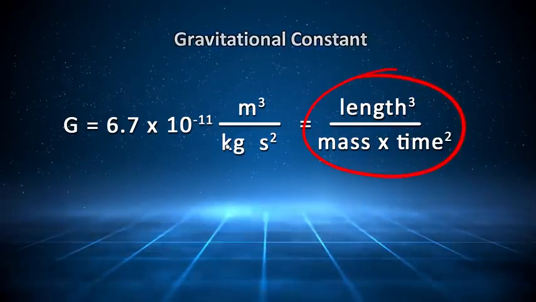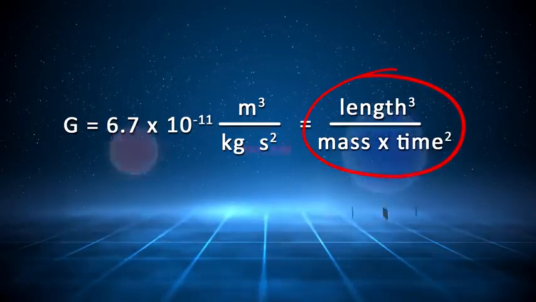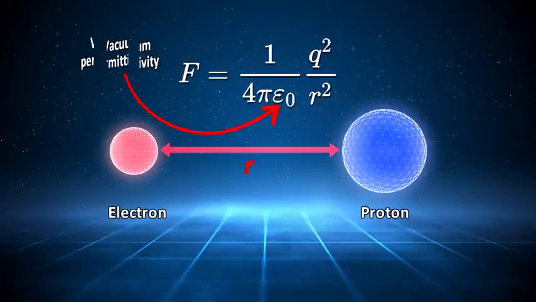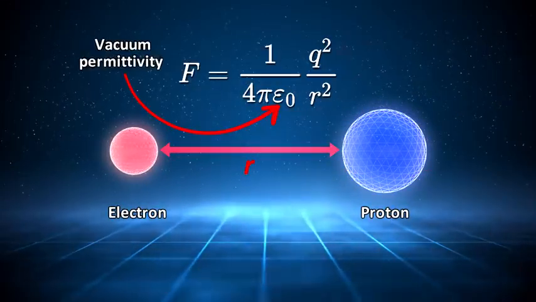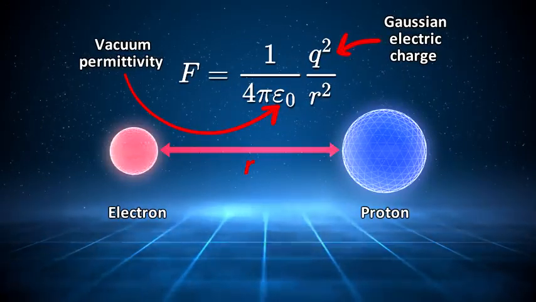It has units of length cubed divided by mass times time squared. The electron and proton would attract each other proportional to the permittivity of free space, epsilon naught, because this permittivity is the electric constant based on James Clerk Maxwell's equations.